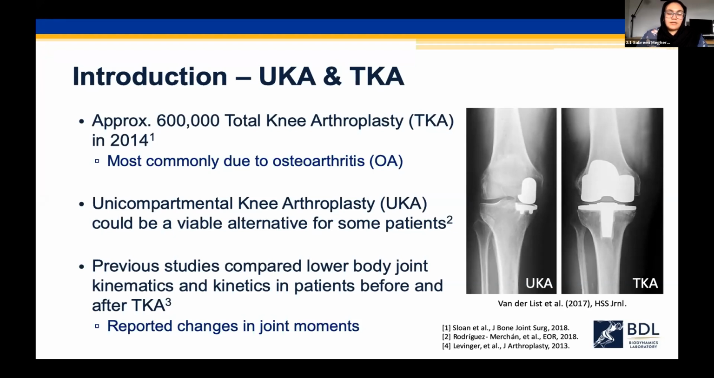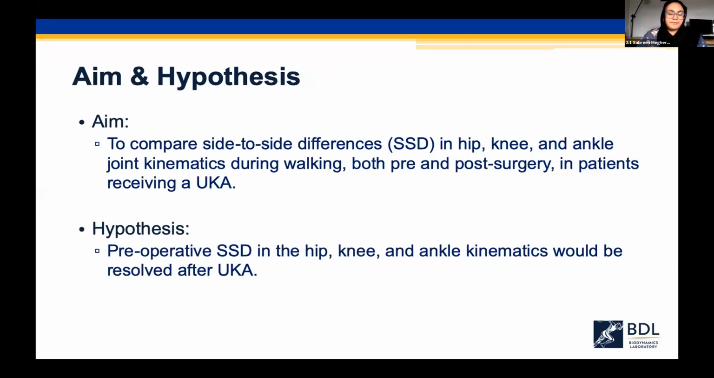Previous studies have investigated lower body joint kinematics in patients that received TKAs, and they have reported some changes in joint moments, but not joint kinematics at the hip, knee, and ankle. In contrast, there's a lack of research regarding patients that receive UKAs and joint kinematics pre and post-surgery. The purpose of this study was to compare side-to-side differences in hip, knee, and ankle joint kinematics during walking, both pre and post-surgery in patients receiving a UKA. Our hypothesis states that preoperative side-to-side differences in hip, knee, and ankle kinematics would be resolved after a UKA.